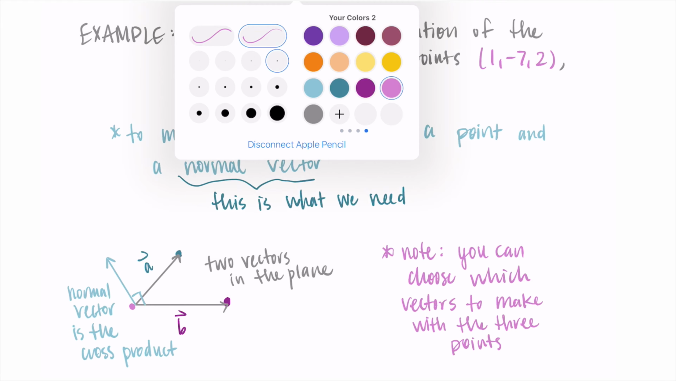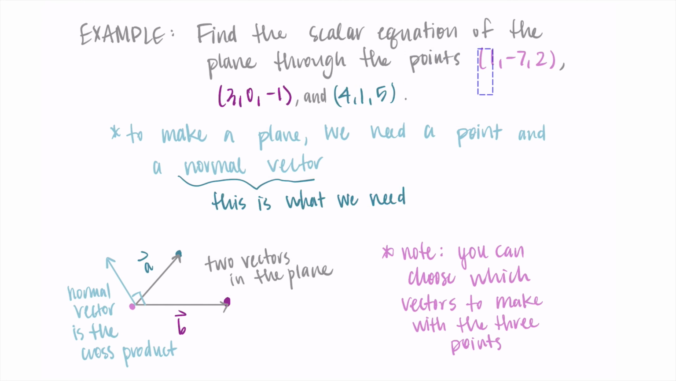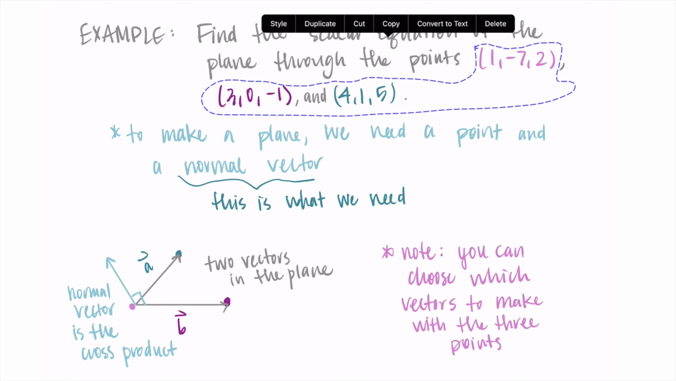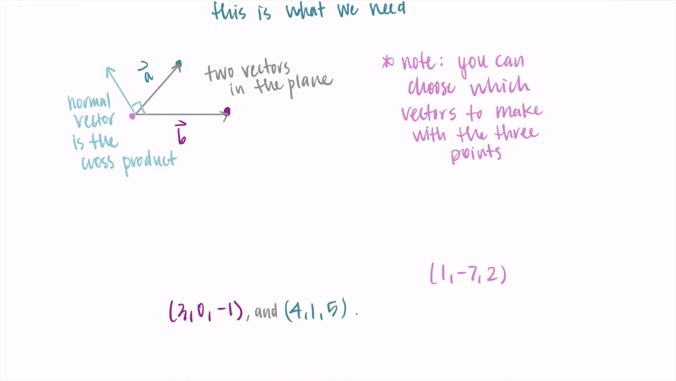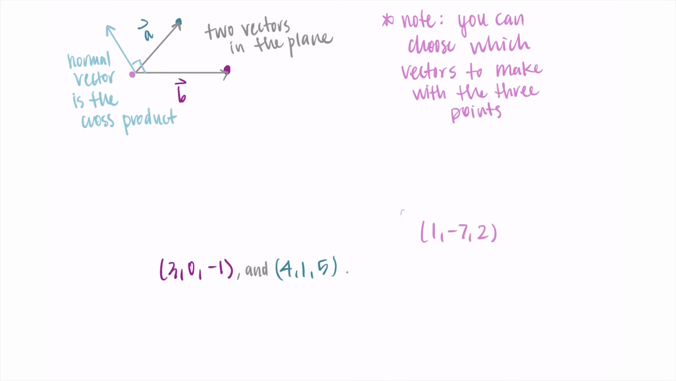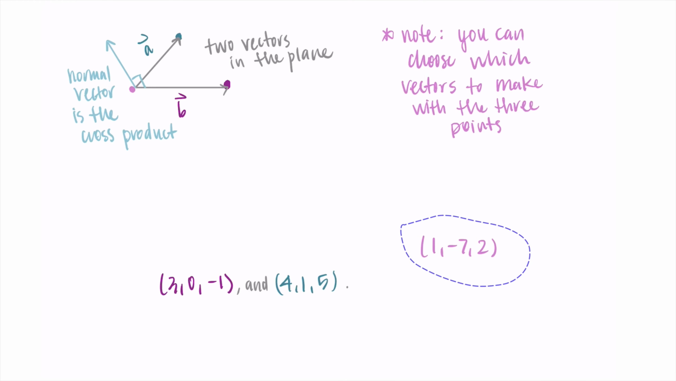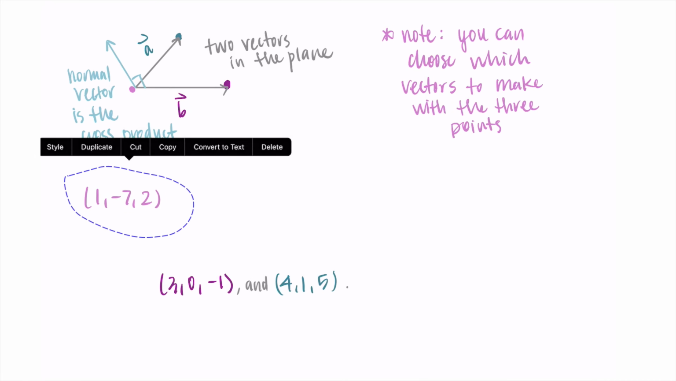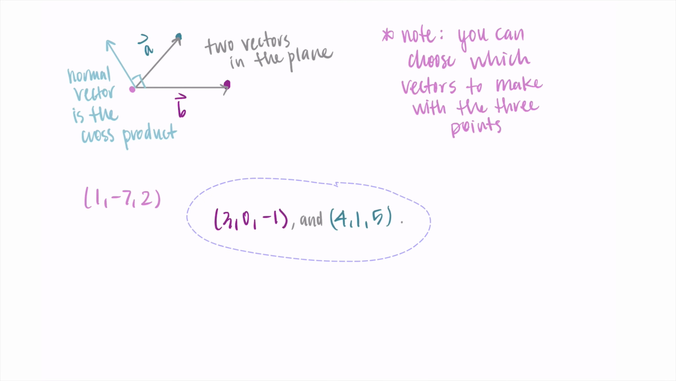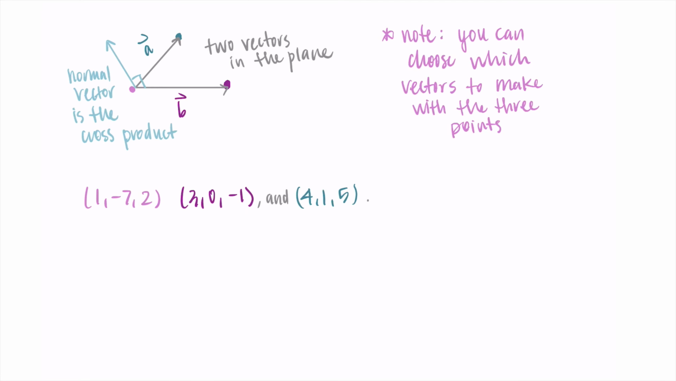Okay, so I'm gonna just copy down my points that I'm using so that I have them for below, and then we're gonna go about coming up with these vectors and then taking their cross product. Okay, so these are my points. All right, and we're going to do the vector A and the vector B.